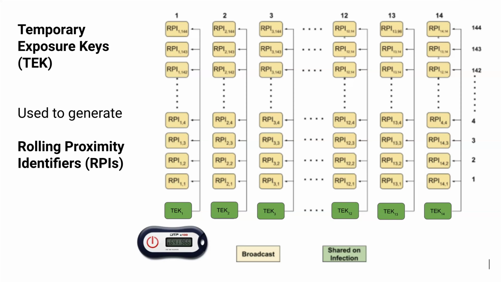Another benefit of this is that it allows us to detect exposures of more than 15 minutes. So for known confirmed infected users, you can tie together 2 RPIs to stitch together an exposure of more than 15 minutes, which is important from a clinical point of view.